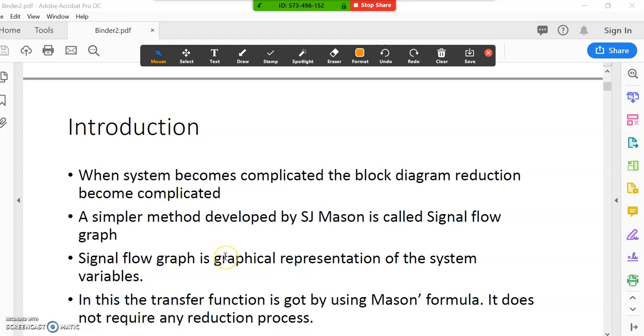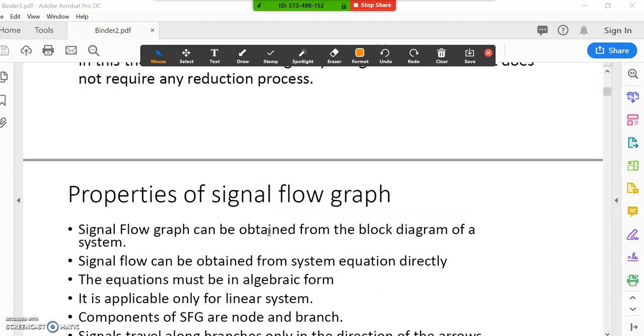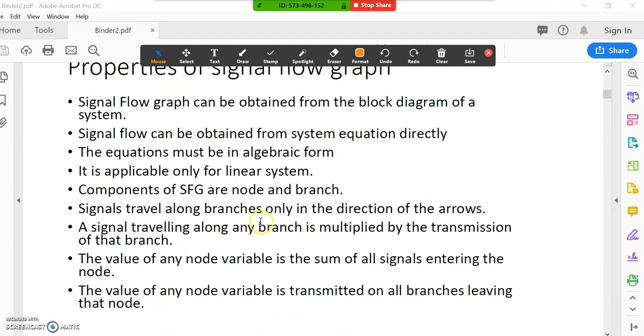The signal flow graph is a graphical representation of the system variables. From the graphical representation, by applying certain values into Mason's formula, we can find out the transfer function easily. The signal flow graph can be obtained from the block diagram, or it can also be obtained from the system equations. If we know the block diagram or the system equation, we can write the signal flow graph. It is applicable only for linear systems.